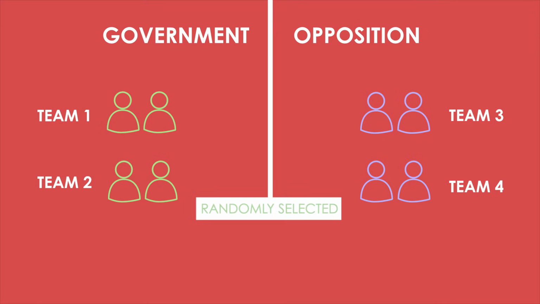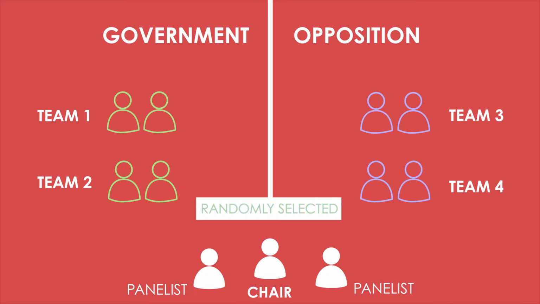The objective for each team is to place first out of 4 teams. So even though there are 2 teams supporting government and 2 teams supporting opposition, only one team will be declared the winner of the round, and the rest will be ranked 2nd, 3rd, or 4th. In a debate round, there will also be at least one independent head judge who is called the chair and is referred to by the debaters as the honorable speaker, and usually 2 or more judges called panelists.